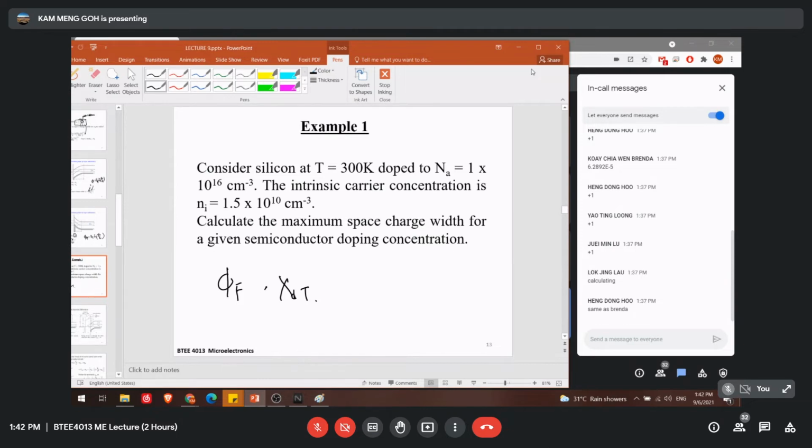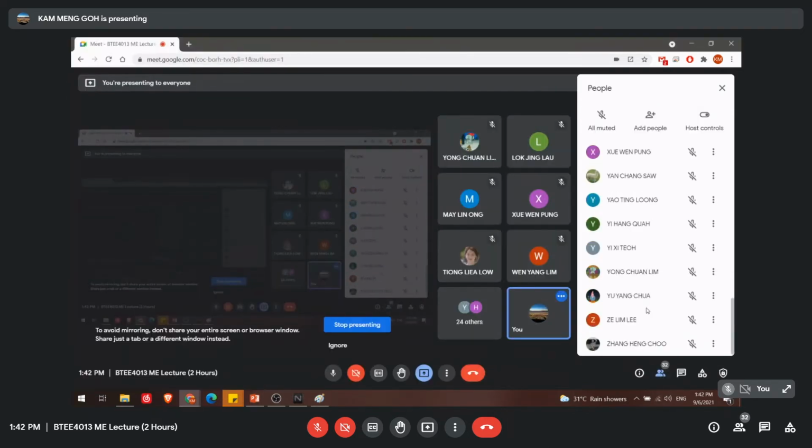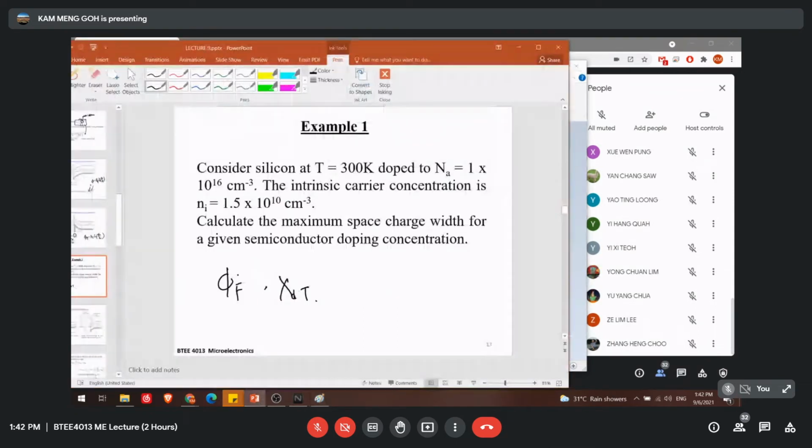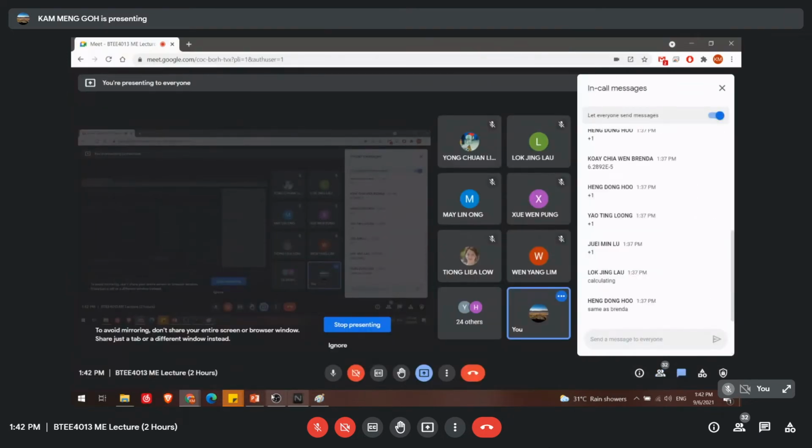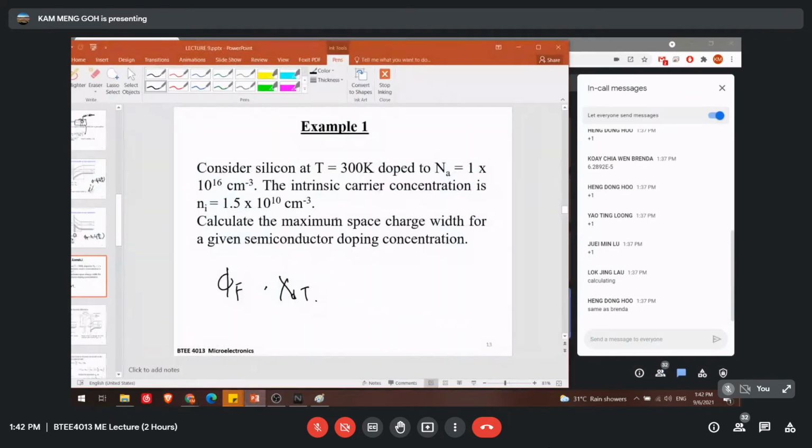Okay, in this case, what are the answers? Let me pick someone to answer this. Chua Yu Yang, what are the answers for these two items in this slide? Chua Yu Yang, are you here, Chua Yu Yang?